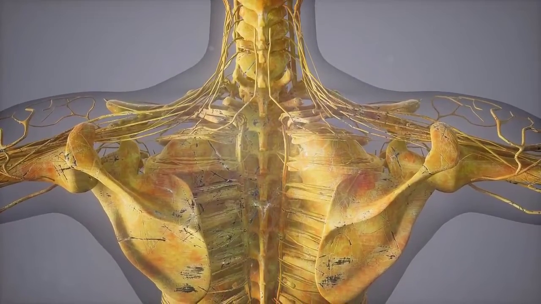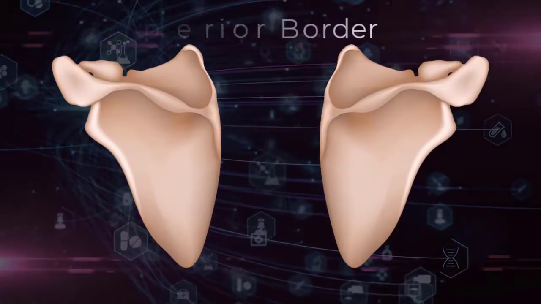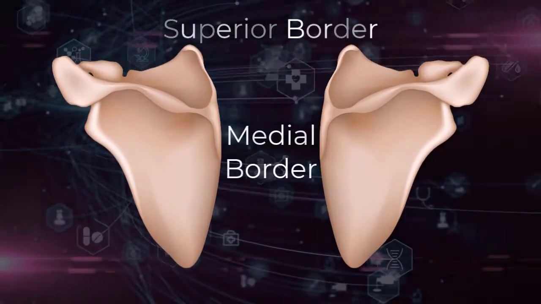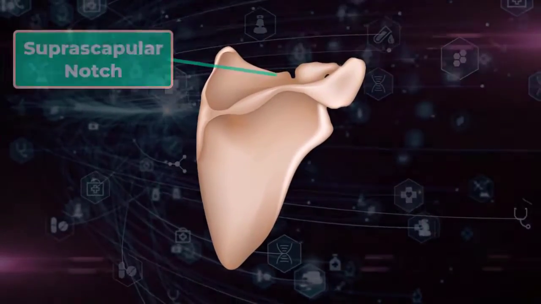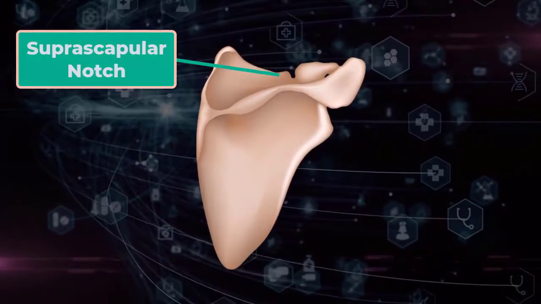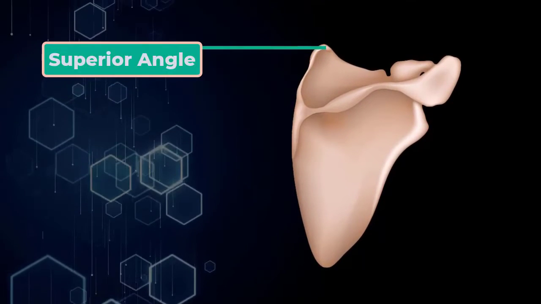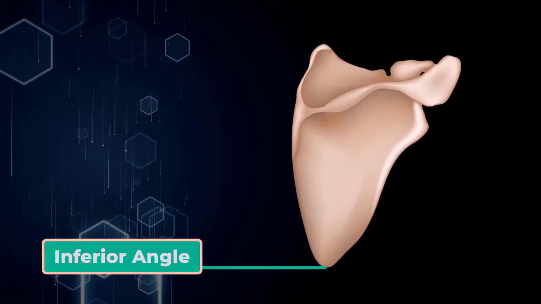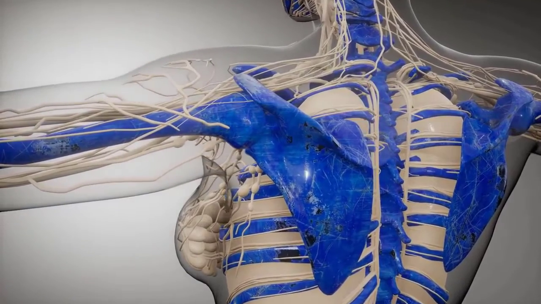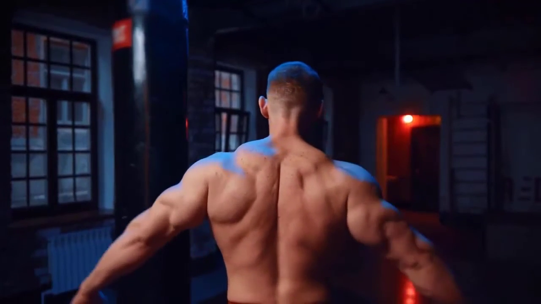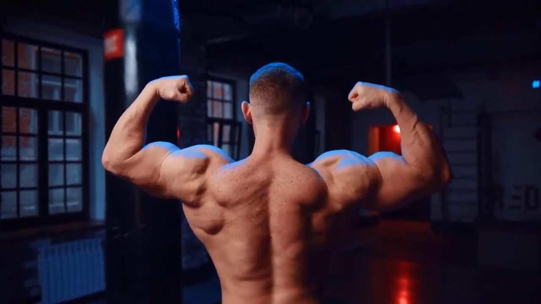The three margins or borders of the scapula are named for their positions within the body. These are the superior border of the scapula, the medial border of the scapula, and the lateral border of the scapula. The suprascapular notch is located lateral to the midpoint of the superior border. The corners of the triangular scapula at either end of the medial border are the superior angle of the scapula and the inferior angle of the scapula. The inferior angle of the scapula is the most inferior portion of the scapula and is particularly important because it serves as attachment points for several powerful muscles involved in shoulder and upper limb movements.